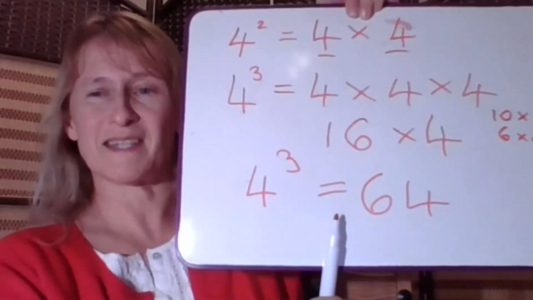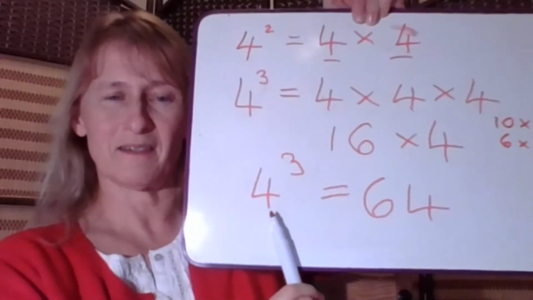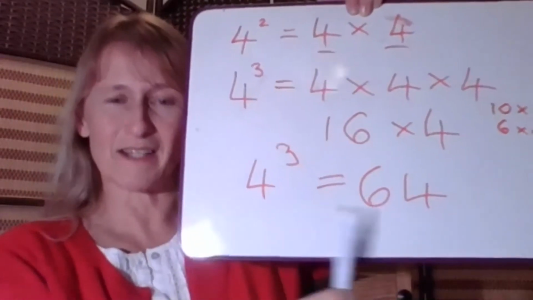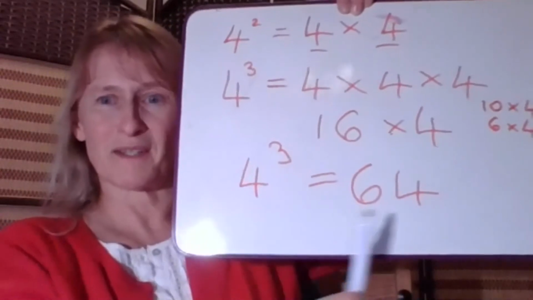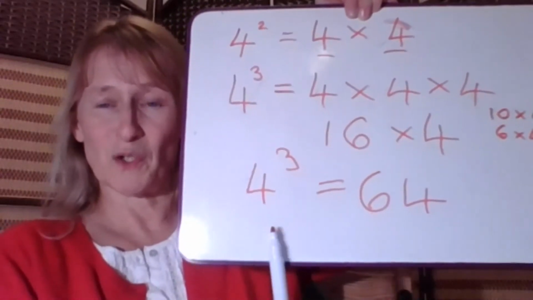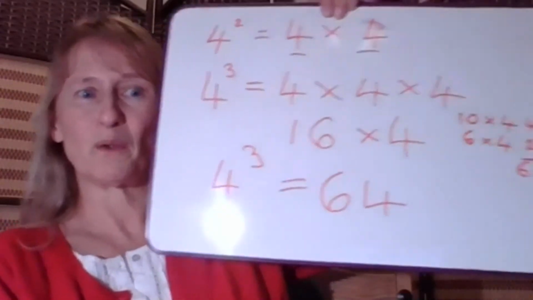Remember, that's the equals, so that is that. That is exactly the same. Those two things are equal. 4 cubed is 64. All right. Okay, so all I ask you to do on the sheet is to write down all of the cube numbers up to 10 cubed, which is a very easy task.